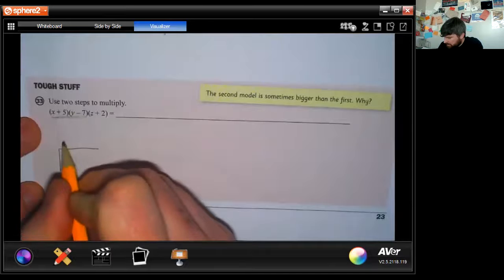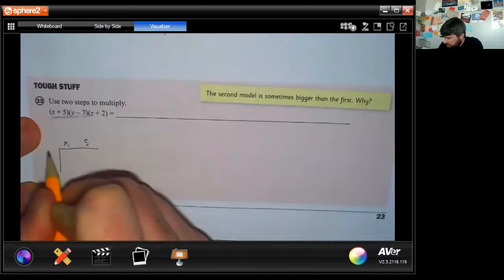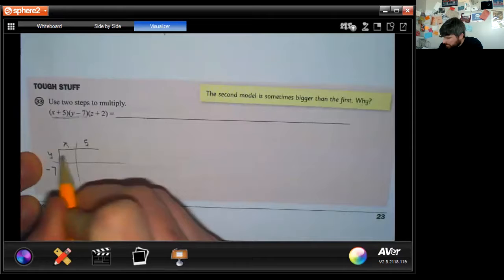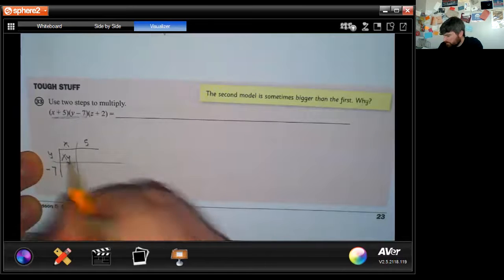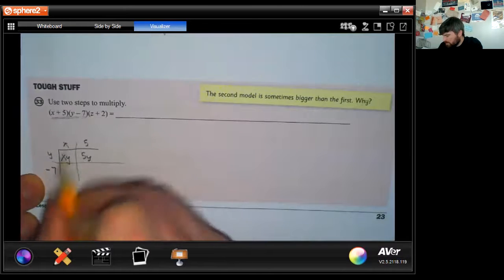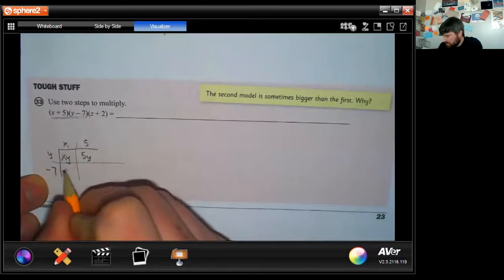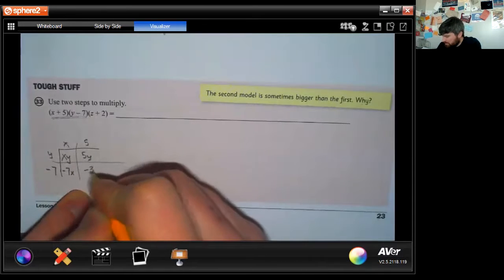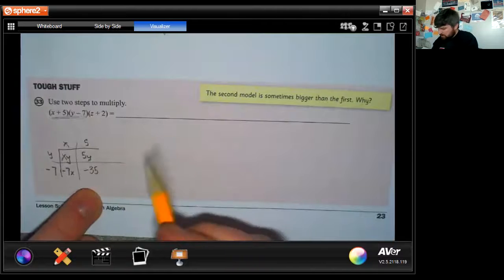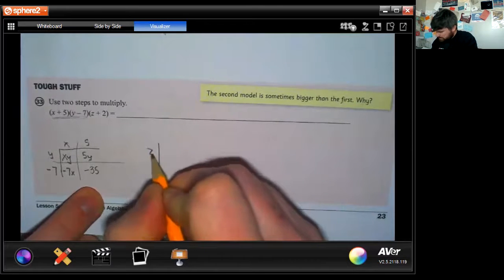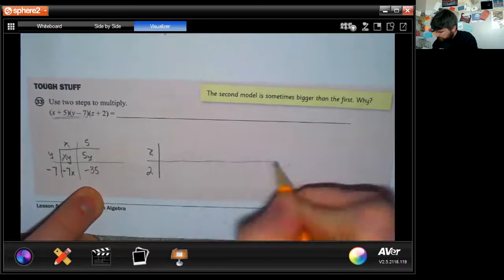So we have x plus 5, y minus 7. So we have x times y is xy. Y times 5 is 5y. X times negative 7 is negative 7x. And negative 7 times 5 is negative 35. So then we're going to take that answer and multiply it by z and 2.